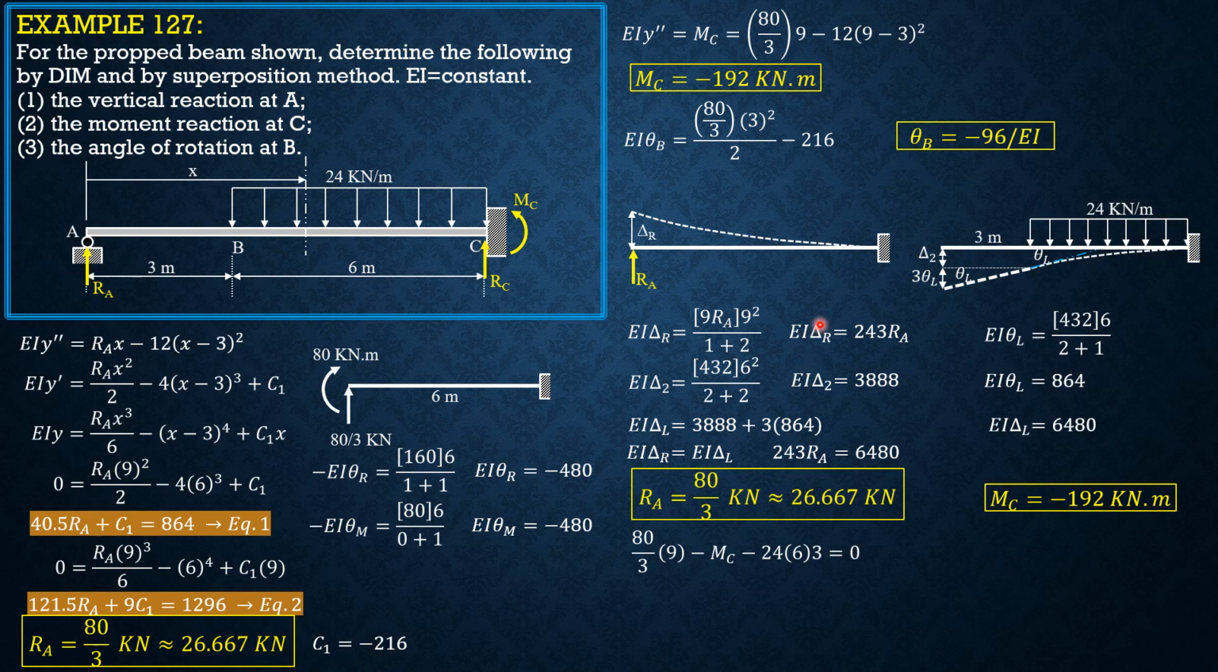Finally, the slope at B is this negative 480 plus this negative 480 plus theta L, which is 864 at B. So negative 480 minus 480 plus 864 due to the load, which is positive. So the net slope at B is negative 96 over EI, which is the same as this. That's it for this problem.